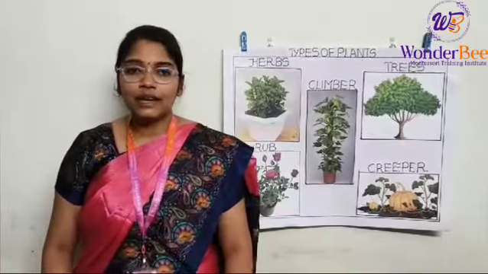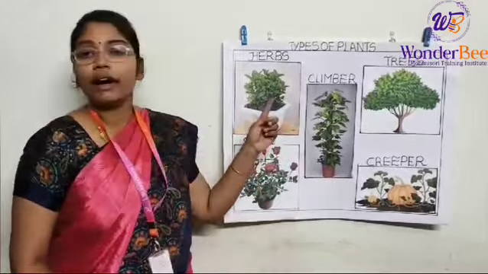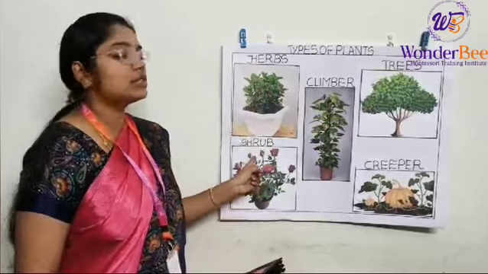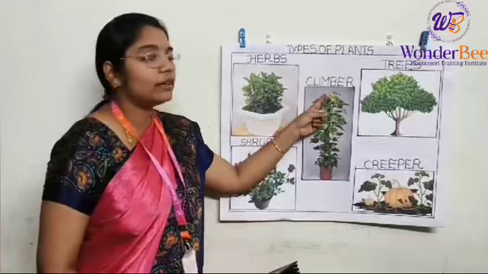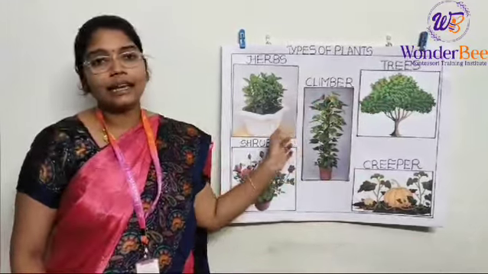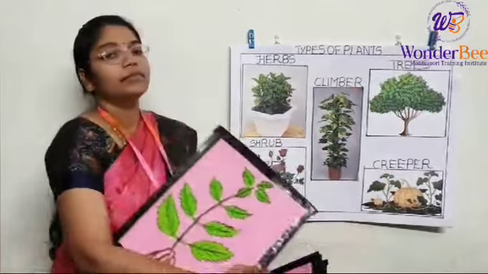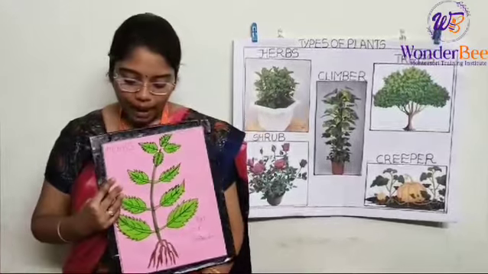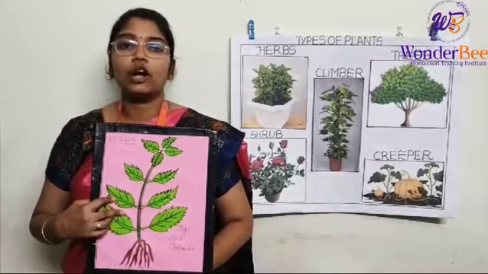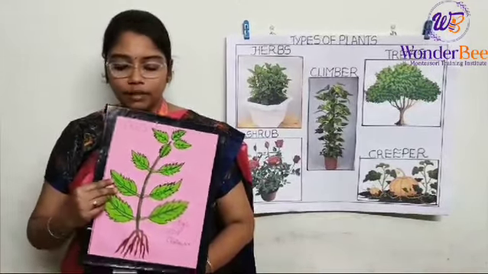Hello children, now we are going to see about the types of plants concept. So there are 5 types of plants, okay? The first one is herbs, second one is shrub, third one is climber, fourth one is trees, and the fifth one is creeper. Let us see in detail about these types of plants, okay? The first one is herb. Herb is a small plant, so it has tiny stems. Most of the medicinal plants are called herbs. For example, mint and coriander are examples of herbs.